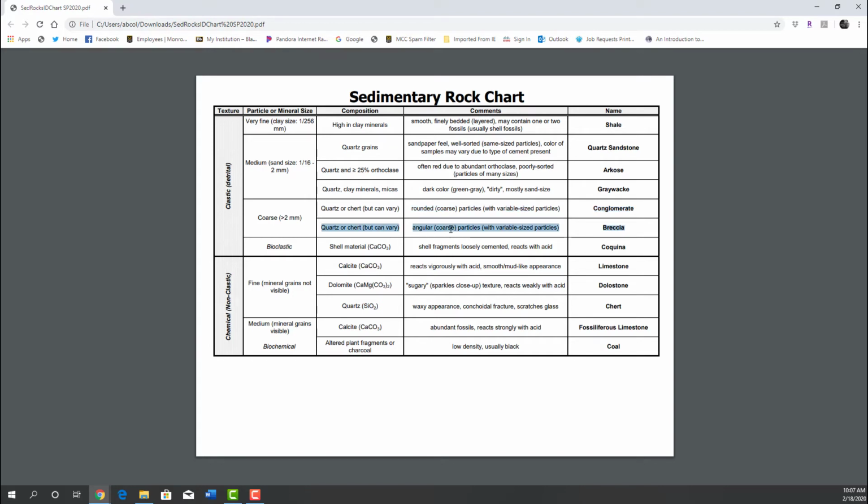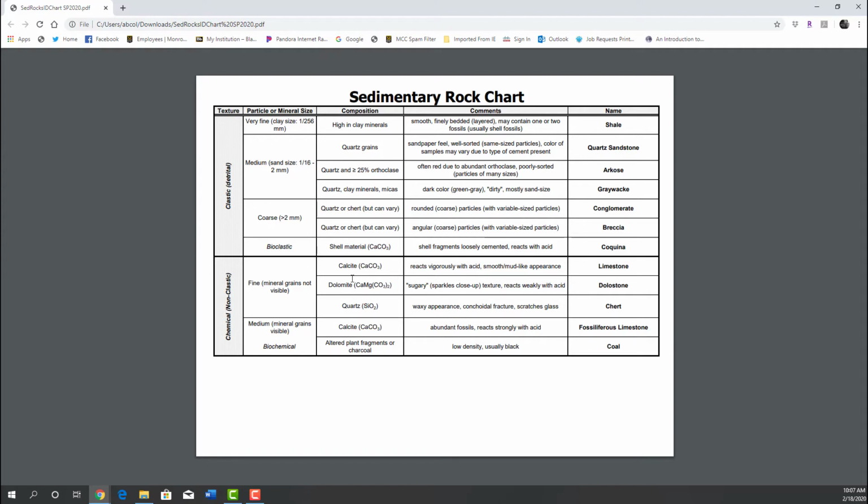Conversely, if you have angular particles, jagged edged particles that become cemented together regardless of their size, as long as there are a variety of grain sizes, you will get a breccia. So again, the composition for conglomerate and breccia are not particularly important. Composition for coquina, on the other hand, is very important because it's basically composed of shell material.